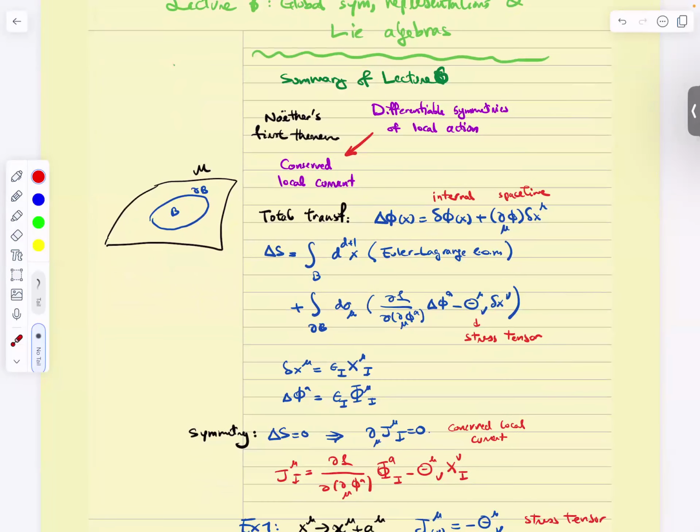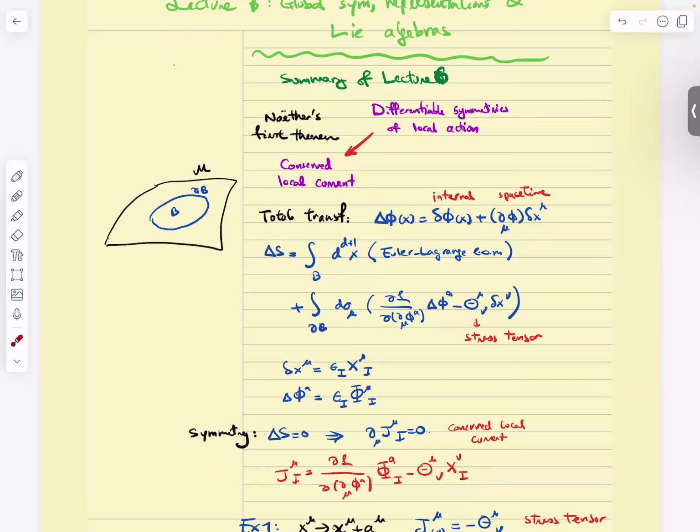So last time we started a discussion of symmetry, and there was a key thing that we focused on, Noether's first theorem, that says if you have a differentiable symmetry of your local action, that gives you a conserved local current, right? That's Noether's first theorem. So we are in the active picture. What is the total transformation of the field? There's a part that's internal, and then there's a part that's space-time. If it's a scalar field, there is no internal part.